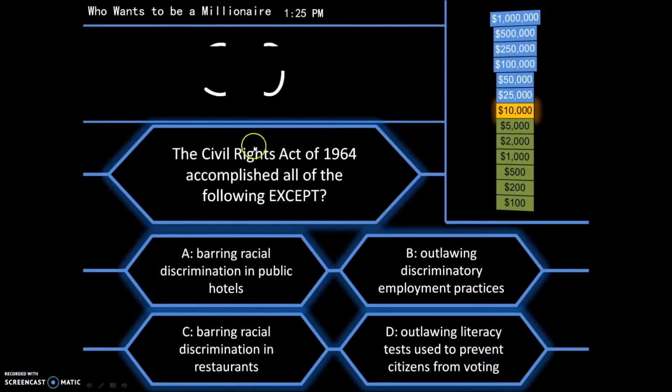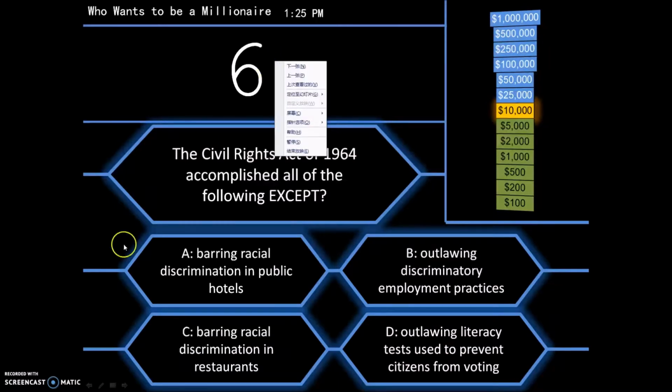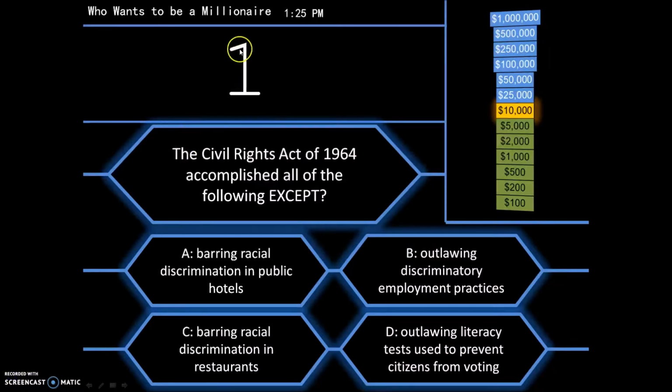Ready for this one? The Civil Rights Act of 1964 accomplished all except A, barring racial discrimination in public hotels. B, outlawing discriminatory employment practices. Sorry for that. C, barring racial discrimination in restaurants. D, outlawing literacy tests used to prevent citizens from voting. And our answer is D. Okay, so this one is related to the Voting Rights Act.